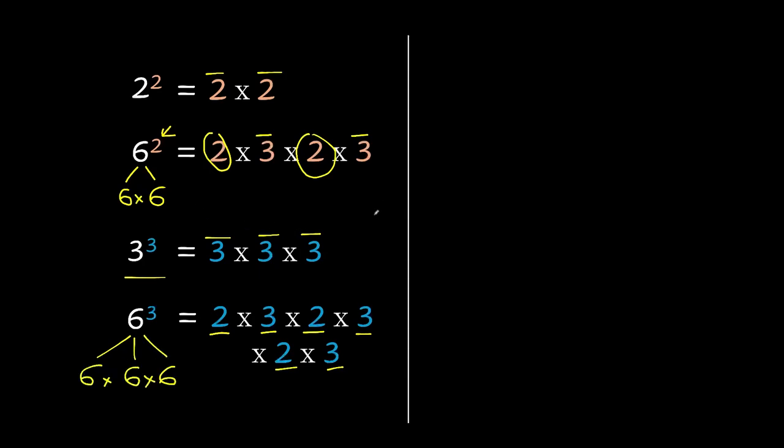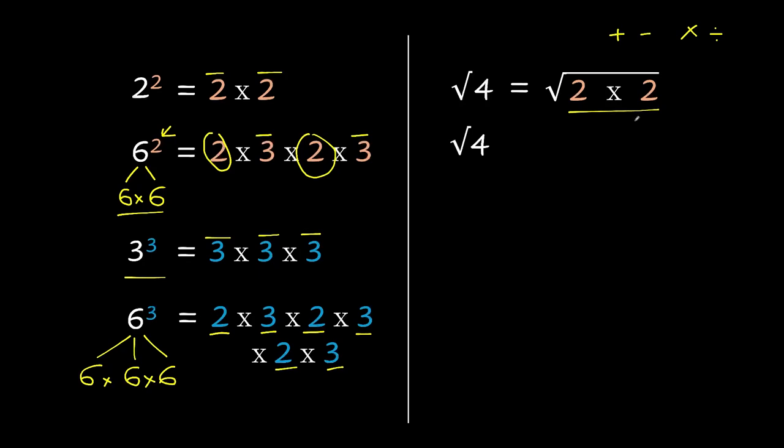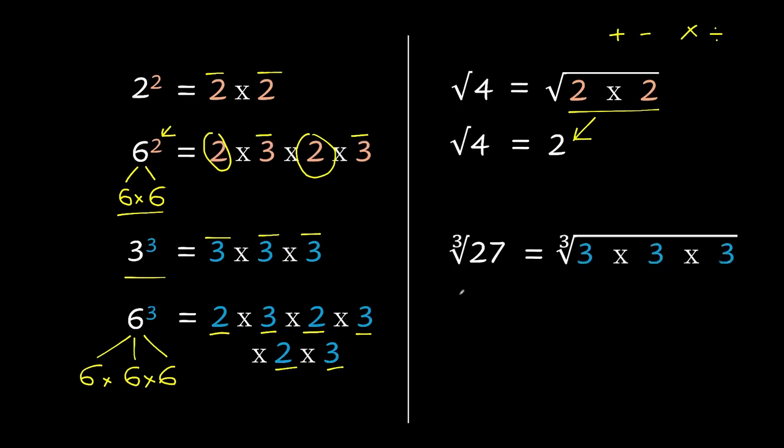And the reverse operation to a square is what we call a square root. Just like addition and subtraction are opposite operations and multiplication and division are opposite operations, similarly in a square root, you combine the 2 copies into one number. So 2 2's becomes one single 2. 4 is 2 squared, but the square root of 4 is 2. Similarly, for the cube root of 27, you have 3 3's and you combine all the 3's into one 3.